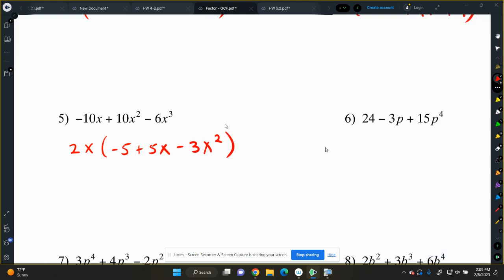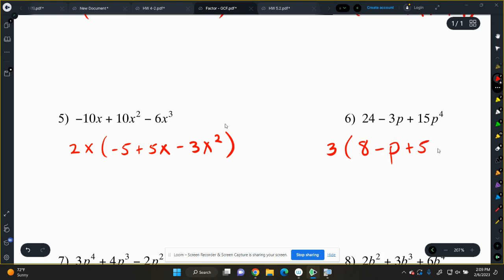Asen, number 6. 8 minus p plus 5p to the 4th. I took out 3, sorry. Don't factor it completely, just take the greatest common factor. So we get 8 minus 3, sorry, plus 5p to the 4th. Good job. Okay.